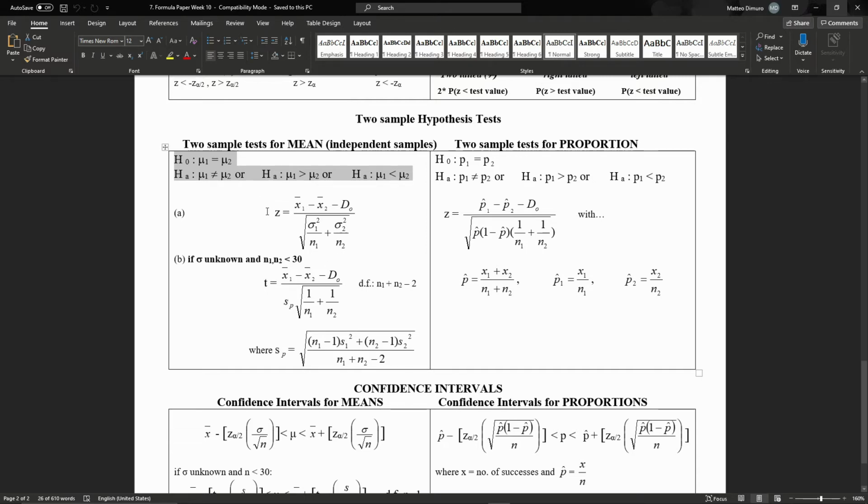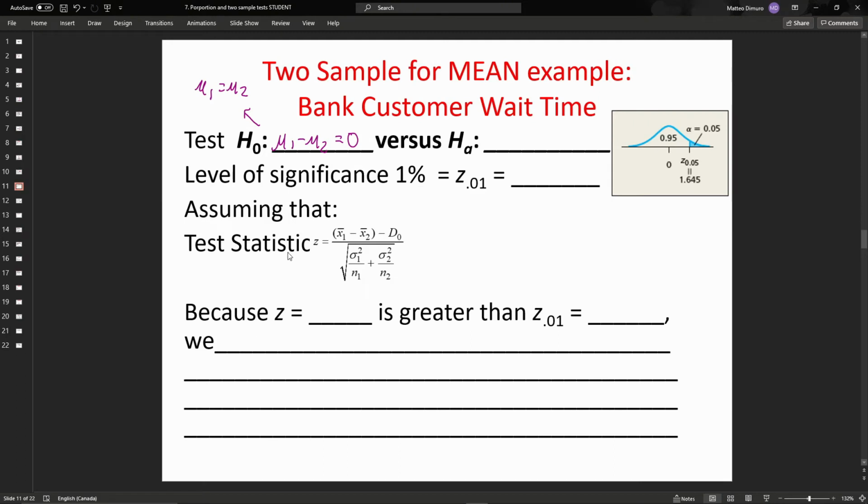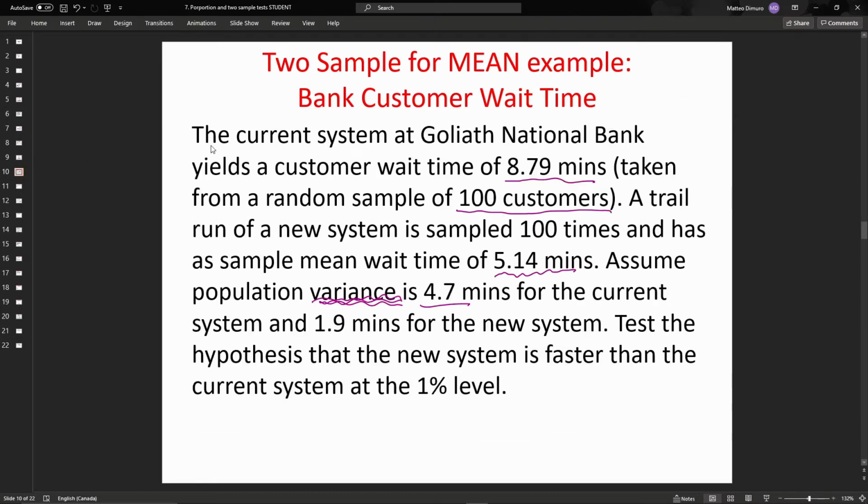So what is our HA in this case? Again, it depends which one's going to be mu1. It really matters which population you are calling mu1. So if we just go in the order of the question, mu1 is going to be this one.